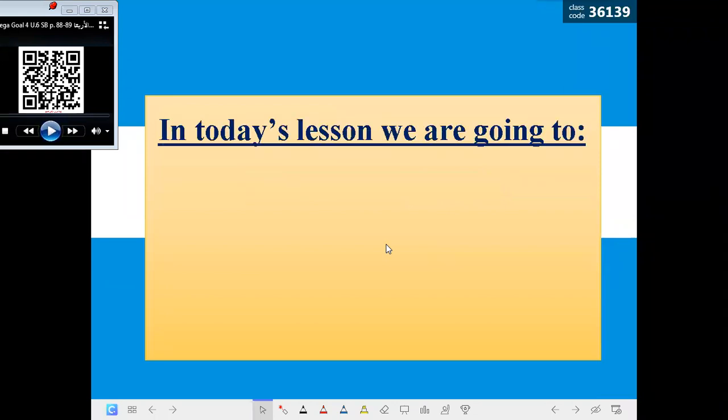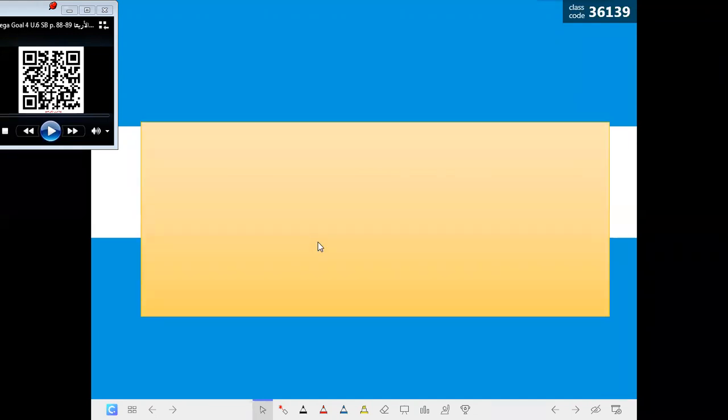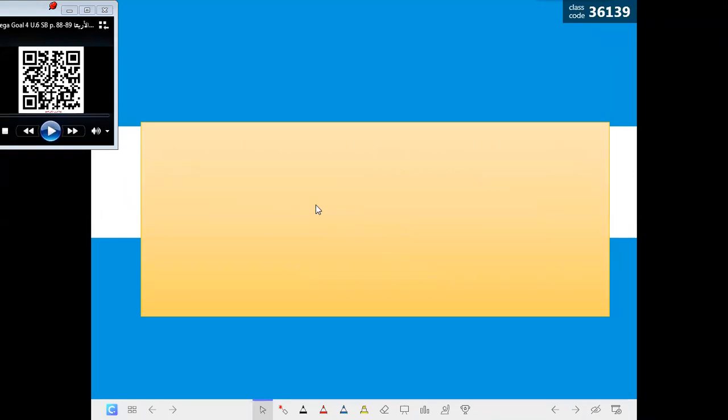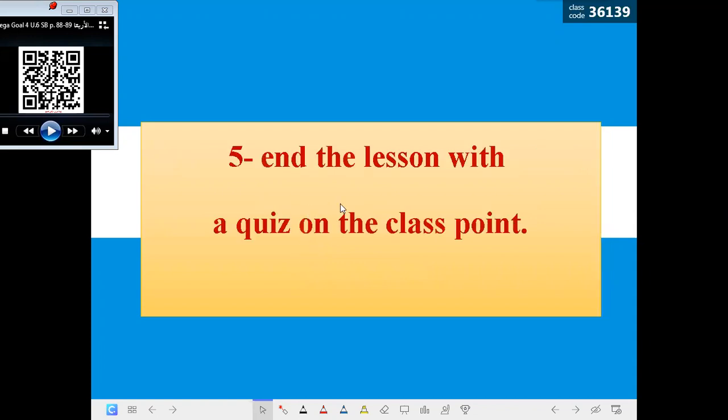In today's lesson, inshallah, we are going to, number one, check the homework. Number two, learn how to use the future and the future perfect with some examples. Number three, differentiate between the two with some examples. Number four, learn how to express about the future in the past. And the last part of the lesson, we end the lesson with a quiz on the class point.